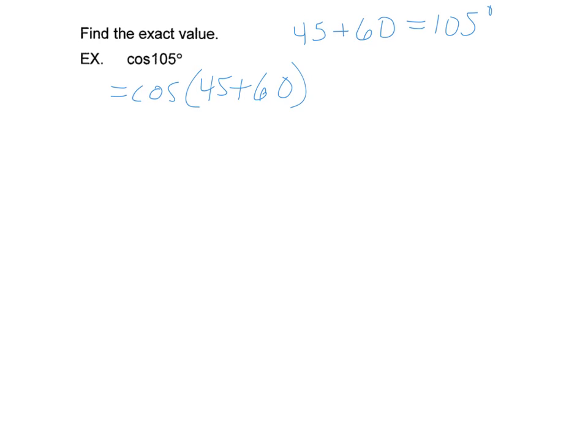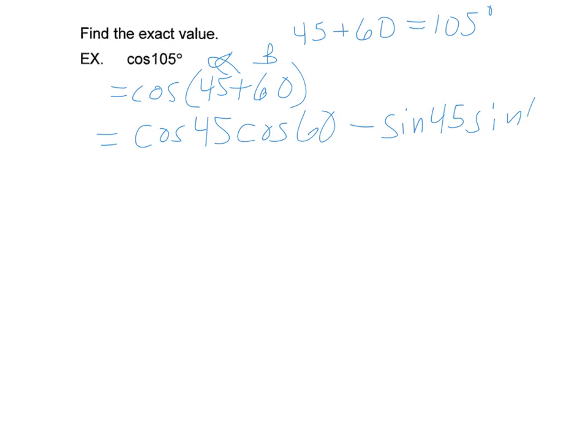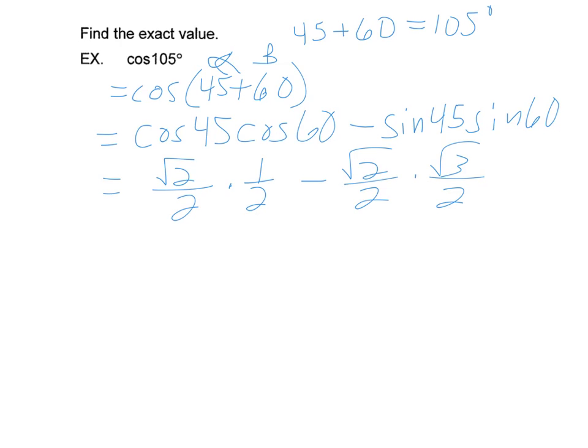So now it becomes like the problems we just did. 45 is the alpha, 60 is the beta. Using the cosine formula will give us cosine 45, cosine 60, do the opposite sign, so minus sine 45, sine 60. Then go to the circle, square root of 2 over 2 times a half minus square root of 2 over 2 times square root of 3 over 2. So I'm going to skip a step and put all this together in one fraction. That's going to be square root of 2 minus square root of 6 all over 4.